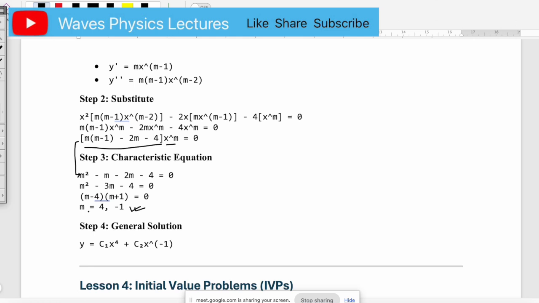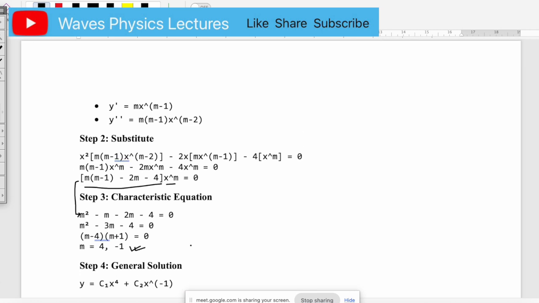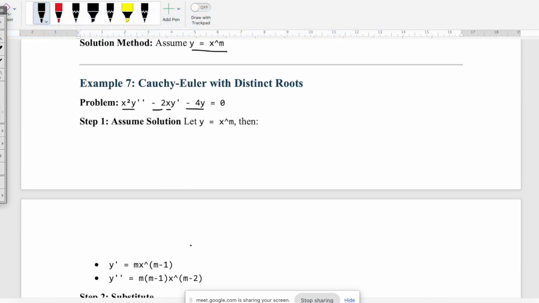If you have got two solutions here, you can write y is equal to c1 x to the power 4 plus c2 x to the power minus 1. So this would be the solution. This is valid for the Euler form.